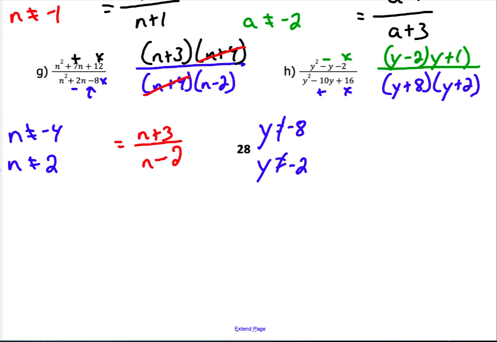Oh, sorry, I totally made a mistake down here. These are going to be minus minus, because it's minus 10y. So my y minus 2's are going to cancel out, and I'm left with y plus 1 over y minus 8. So that's how we use factoring in order to find our simplified expression.